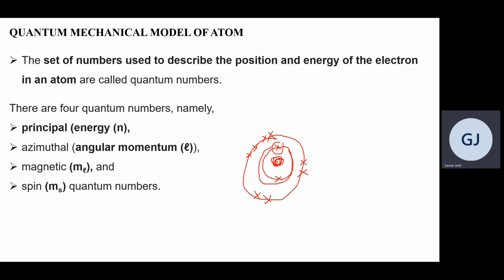Now to define the position of this electron and the energy of this electron in an atom, we require the help of some quantum numbers. See what the quantum numbers will define. First, they will define the position of the electron, whether it is present in the first cell, the second cell, the third, the fourth or the fifth cell. Second, they will define the energy of the electron.